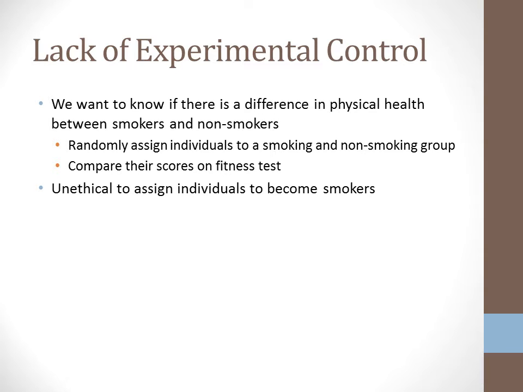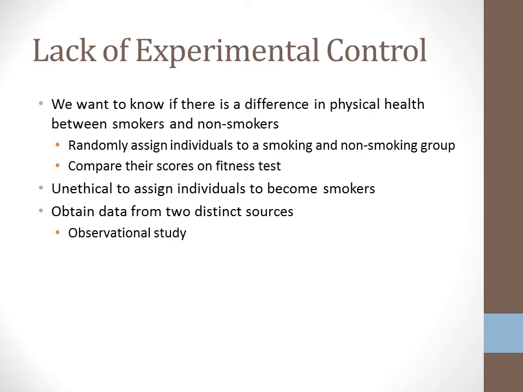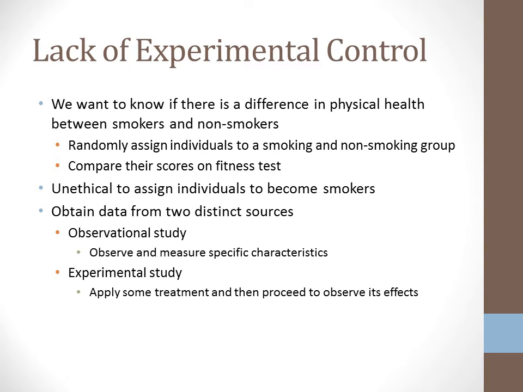If you think back to week 1, we discussed types of experiments and the difference between observational and experimental studies. We typically obtain data from two distinct sources. In an observational study, we observe and measure specific characteristics, but we do not attempt to modify the subjects being studied. In an experimental study, we apply some treatment and then proceed to observe its effects on the subjects. The subjects in the experiments are called experimental units.